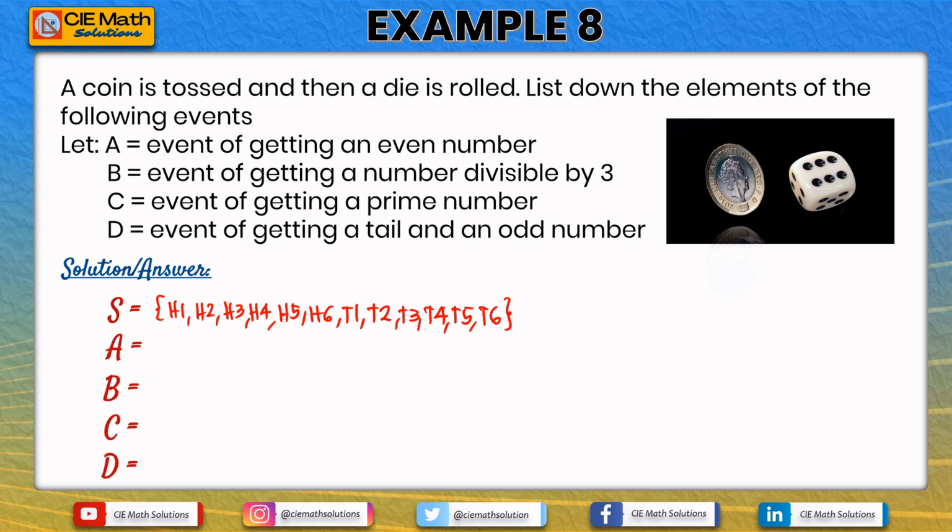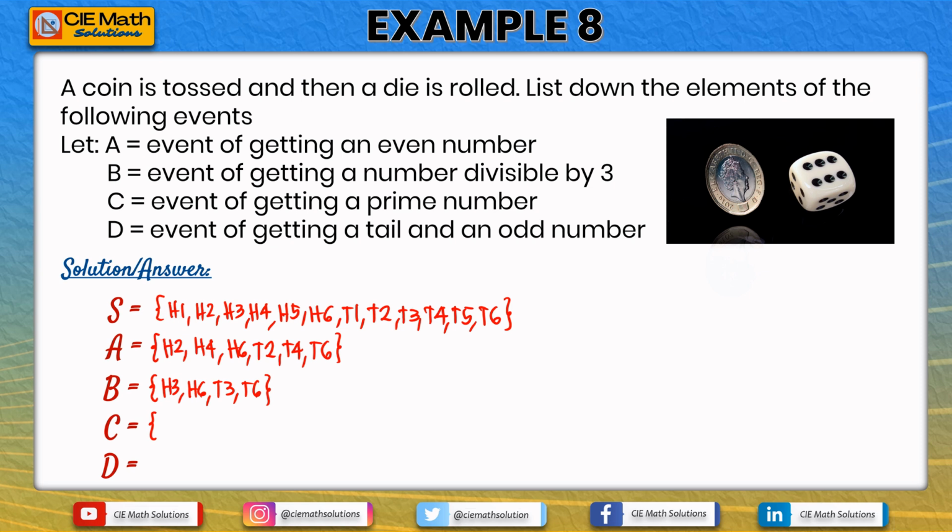Listing down the elements of each event, the first event is getting an even number. So no matter what is the result on the coin, as long as the result on the die is an even, then it's part of event A. So we then have H2, H4, H6, tail 2, tail 4, tail 6. Event B is getting a number divisible by 3. We only know that 3 and 6 are the only numbers divisible by 3 from 1 to 6. So we then have H3, H6, tail 3, and tail 6.